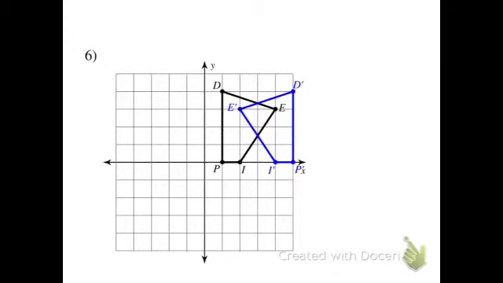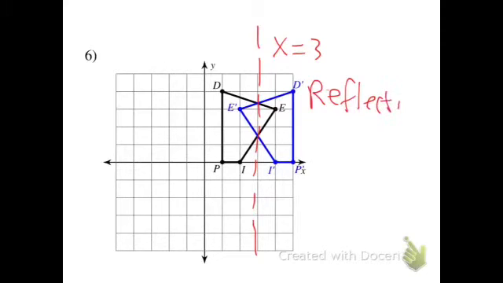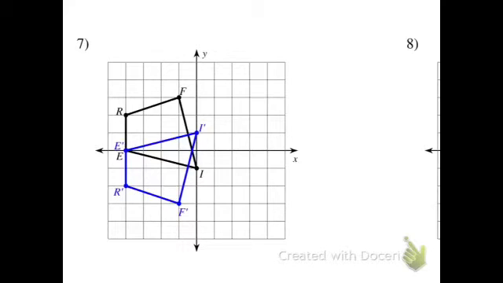On 6, this one actually reflects over this imaginary line here. Notice the reflective nature of these two, the pre-image and the image. And so that is the line x = 3. So this transformation is a reflection over the line x = 3. And 7, this one's also a reflection, but it's over the x-axis.